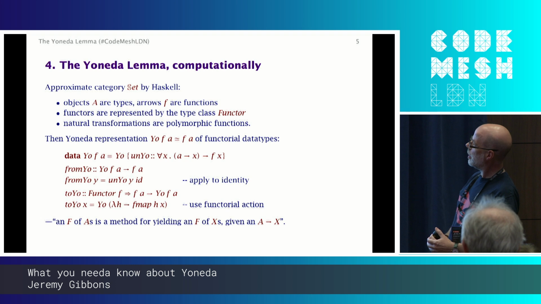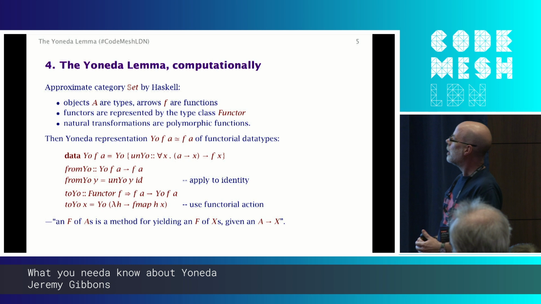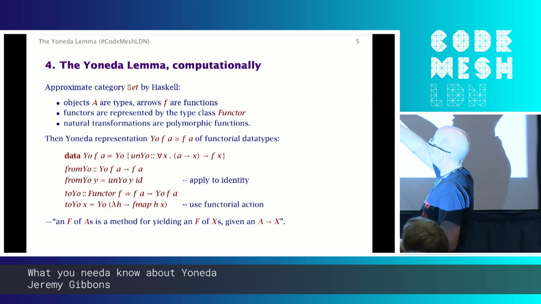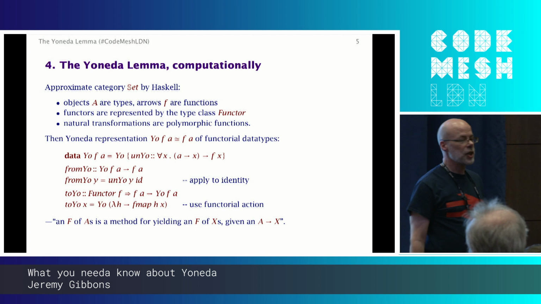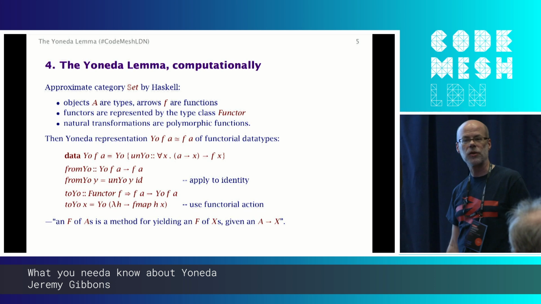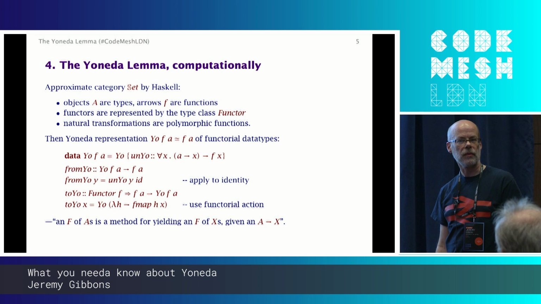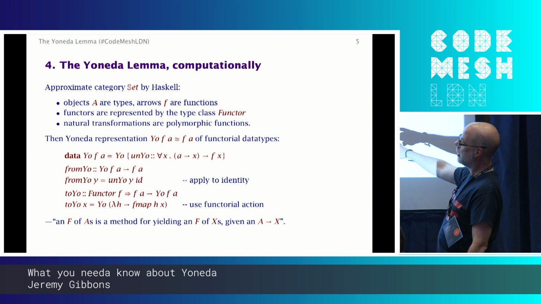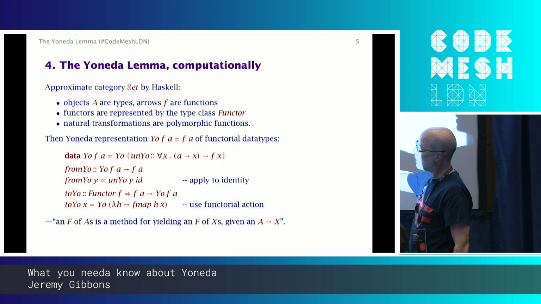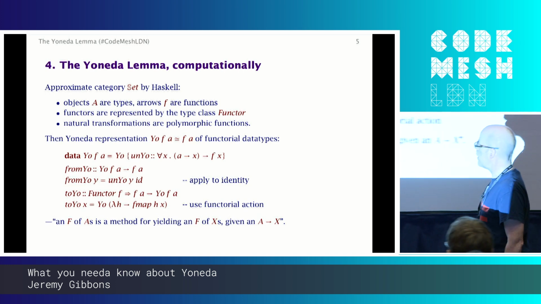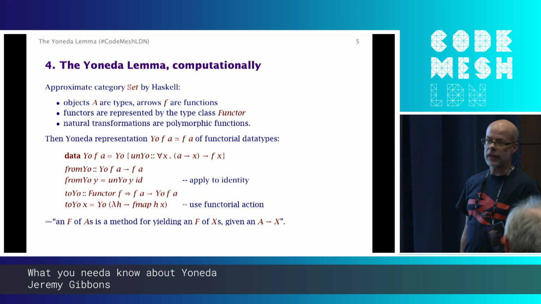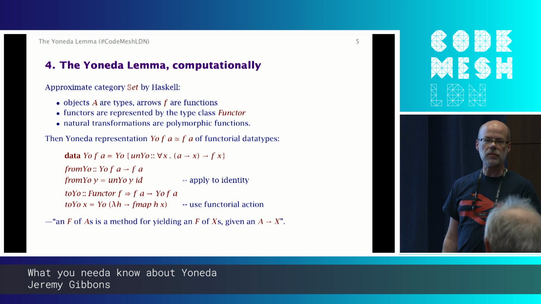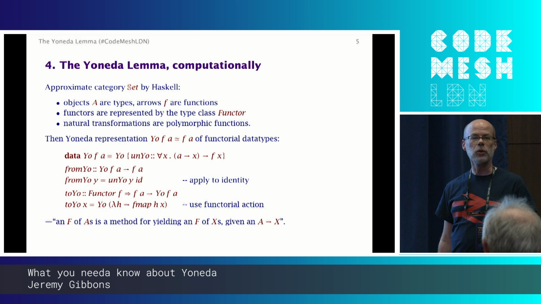And what is this other way of representing a collection of a's? It's equivalent to, if you want to make a collection of x's, all you have to do is give it a function from a to x's. So that is to say, an f of a's is nothing more than a method for yielding a collection of x's, provided you tell it how to turn a's into x's. And I hope that seems computationally reasonable to you.